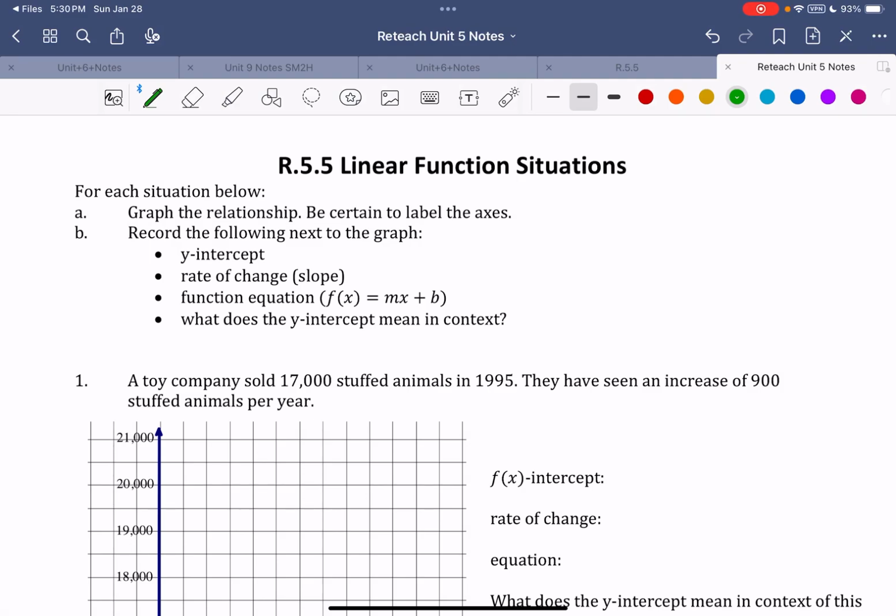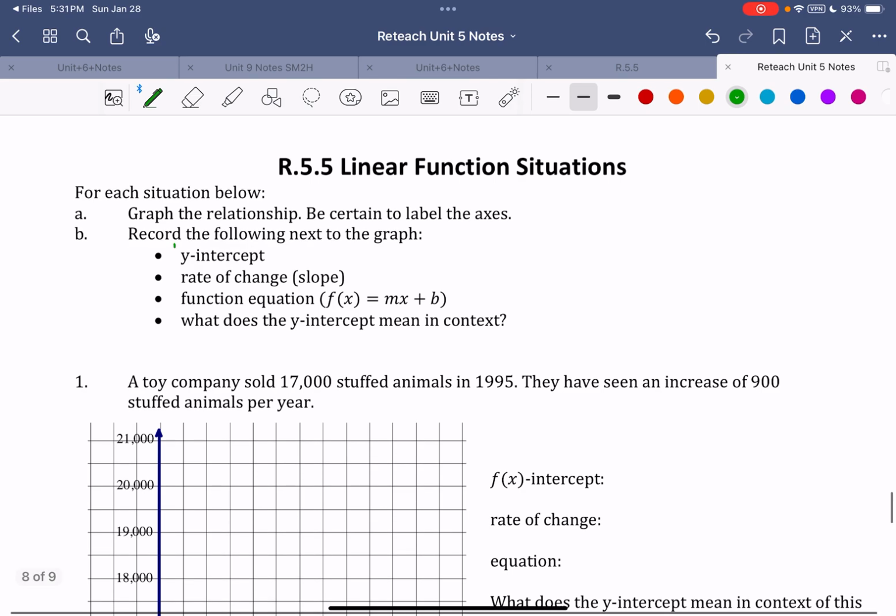All right, welcome. Today we are going to be finding a whole bunch of information and writing equations for linear situations. So we're going to be given some fairly simple story problems and we have to determine a bunch of stuff. Okay, so it says for each situation below, graph the relationship. Be certain to make sure that we label the axes. If there's not numbering on them, then you're also going to have to figure out the best scale for the axes. Then you're going to find the y-intercept.